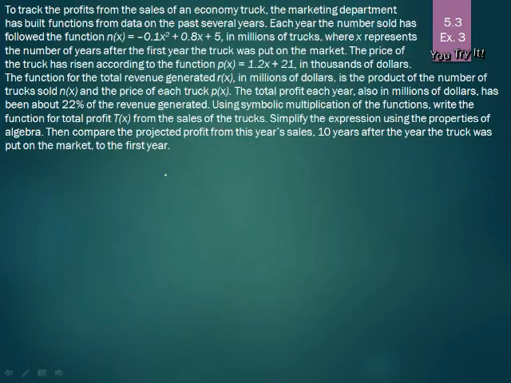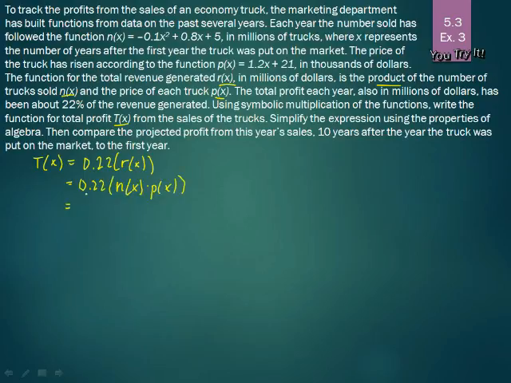Okay, so we want to find the equation for t of x, the total profit. It tells us that t of x is 22% of the revenue generated. And 22% of something is just 22 hundredths times the revenue, for which we can use our equation r of x. We don't have that equation yet, but it tells us that r of x is the product of the number of the trucks sold and the price of each truck. So the revenue is just n of x times p of x. And we can just write that here.